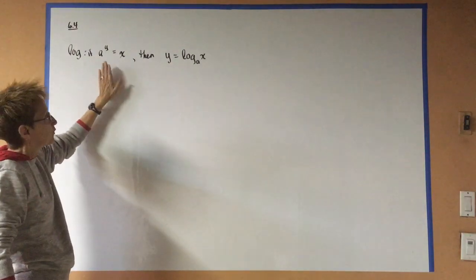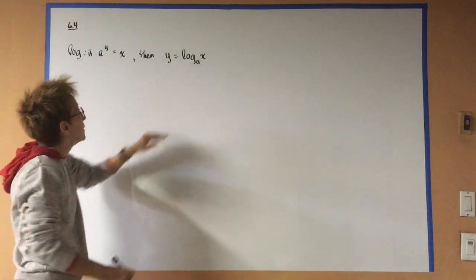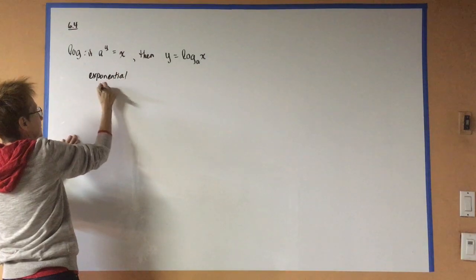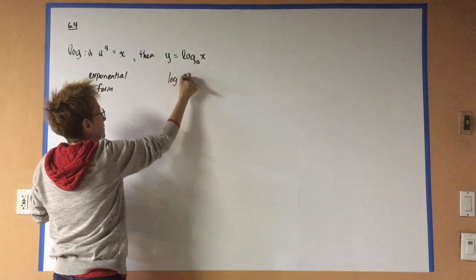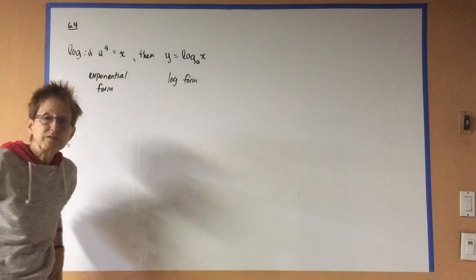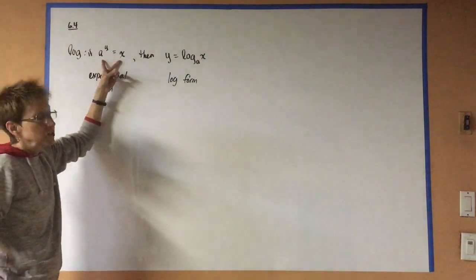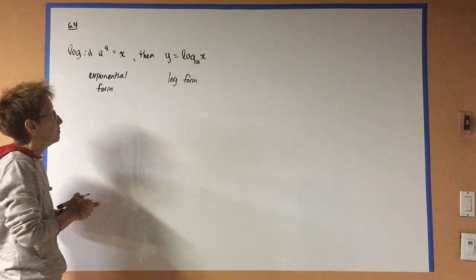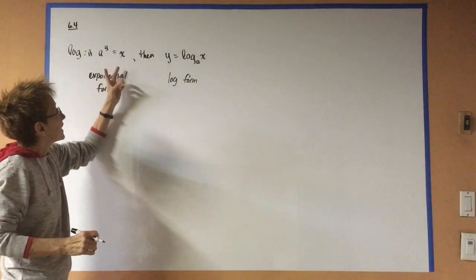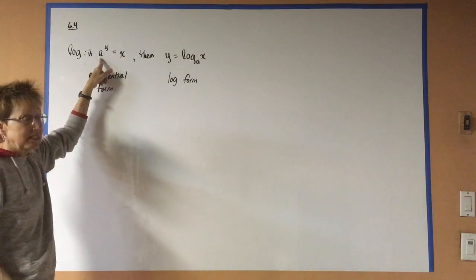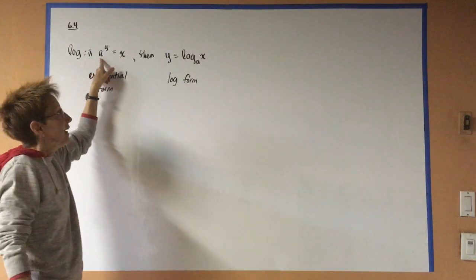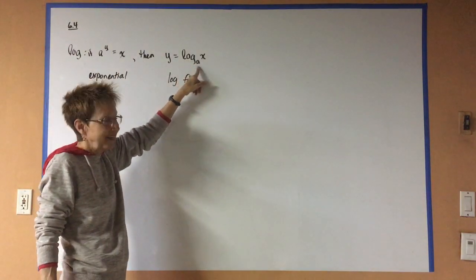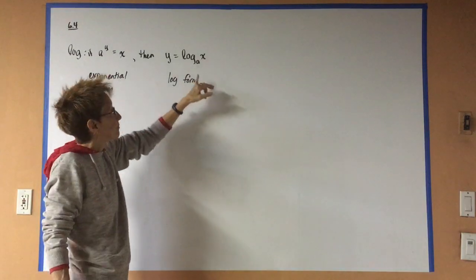In other words, this is exponential form, and this is log form. They are equivalent. So if you have an exponential equation, you can always write it in its equivalent log form by this definition. How do the pieces of the puzzle fit together? We'll notice that the base in this exponential form is actually the base of the log as well. So this is read log base a of x.